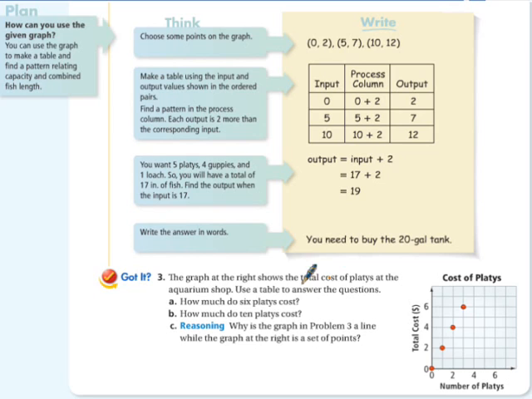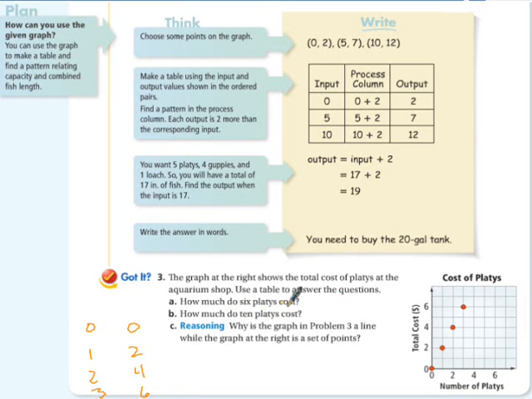The graph at the right shows the cost of platies at the aquarium shop. Use a table to answer the question. So how much does 6 platies cost? Well, it's on its way up here. A lot of you are just seeing this as a line, and you can do that. That's fine. 0 obviously costs 0. 1 costs 2. 2 costs 4. And you can see really quick that it's just doubling each time. 3 costs 6. So, this is easy.